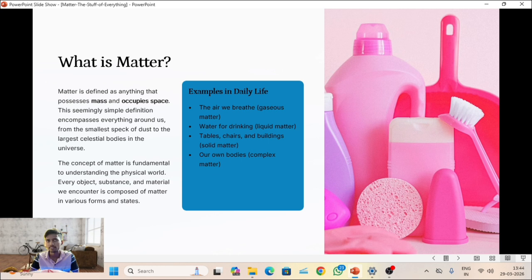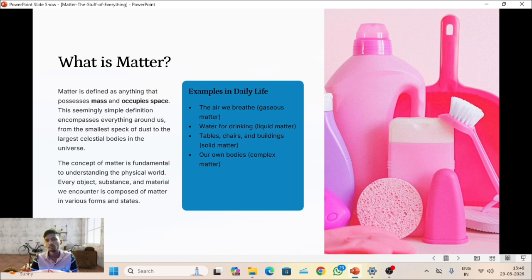Everything is a matter. This seemingly simple definition encompasses everything around us. It defines that everything around us that is visible or either not visible is matter itself. From the smallest speck of dust to the largest celestial bodies like Jupiter and galaxies, everything is matter. The concept of matter is fundamental to understanding the physical world. Every object, every substance, every material around us is a matter.